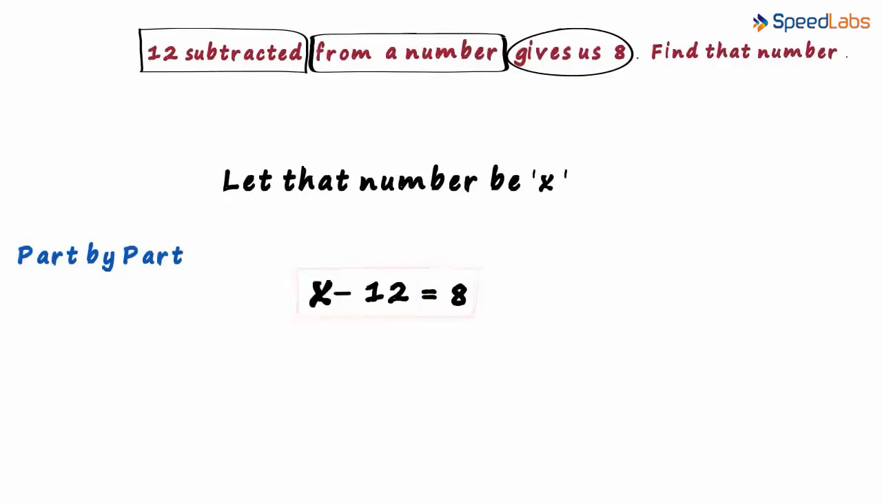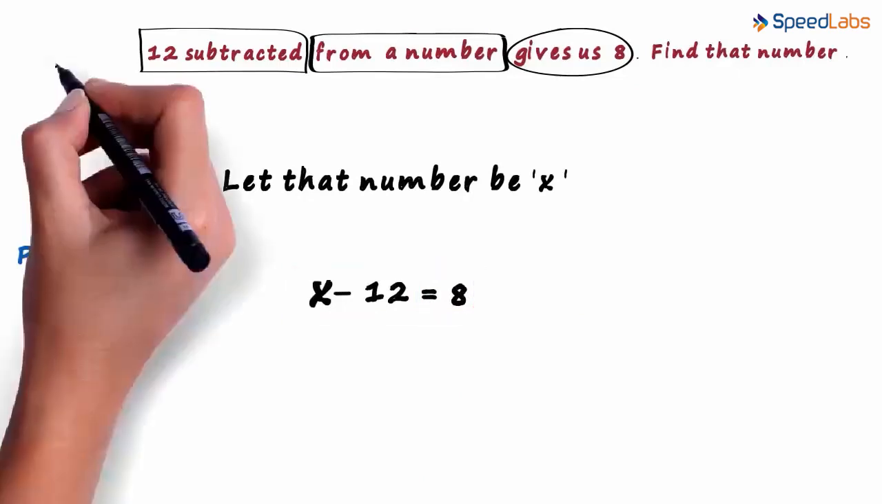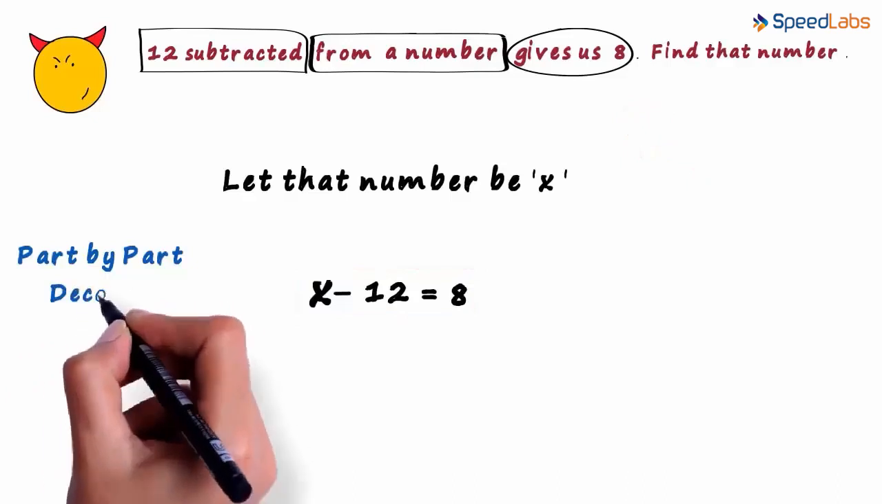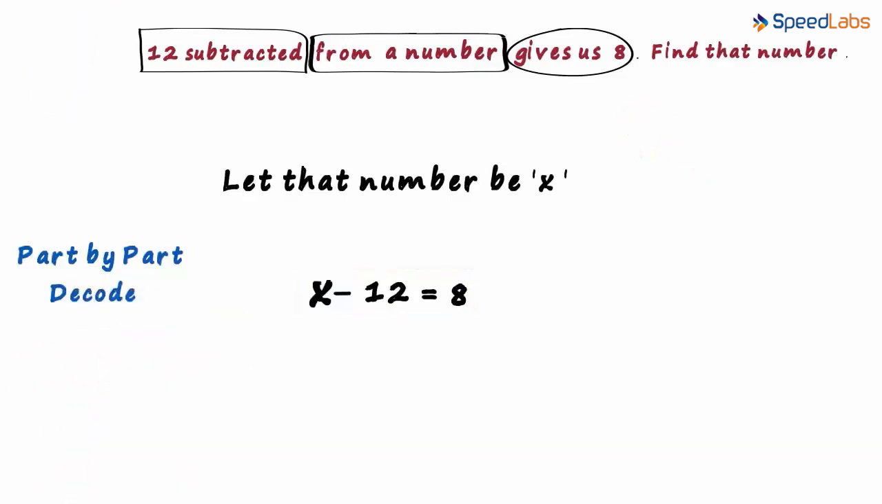Remember, the job of the person who makes these equations is to just twist the words. It was such a simple equation written in such a complicated way. You just have to learn to decode the parts and write them down. So to quickly review, this is derived from 12 subtracted, this is derived from a number, and this is derived from gives us 8. So breaking the questions into parts and writing the equation is the best way to form an equation. Solving this equation will give you x equal to 20.